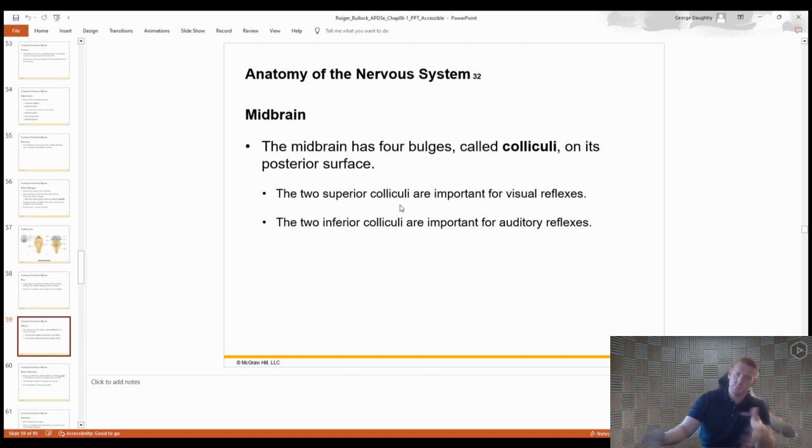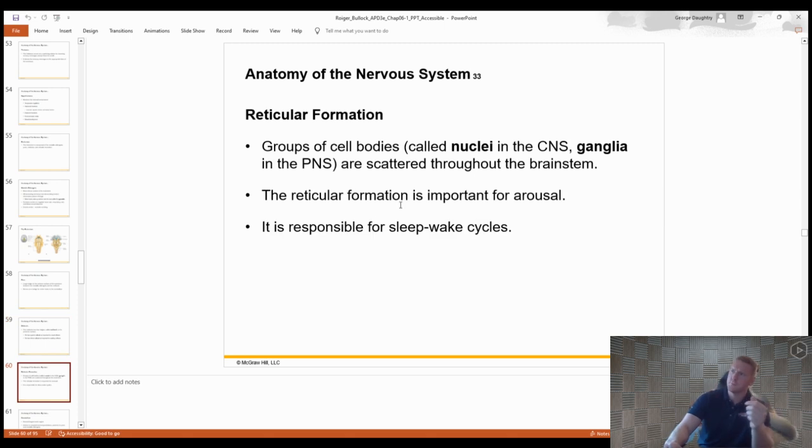Okay, and simply put, the two anterior portions or superior portions, depending on where you look at it, are going to give us our visual reflexes. And then our two posterior portions or inferior portions, once again, depending on where you're looking at it, are going to give us our auditory reflexes, right? And the key thing there is it's a reflex. It's not the one giving us the sense itself. It is giving us a reflex to that sense. So important distinction there. Okay.